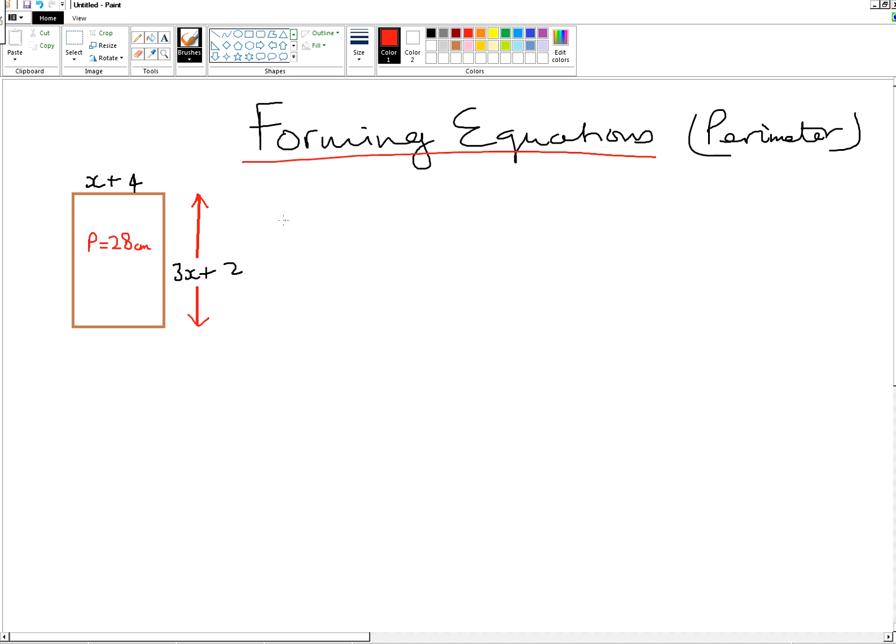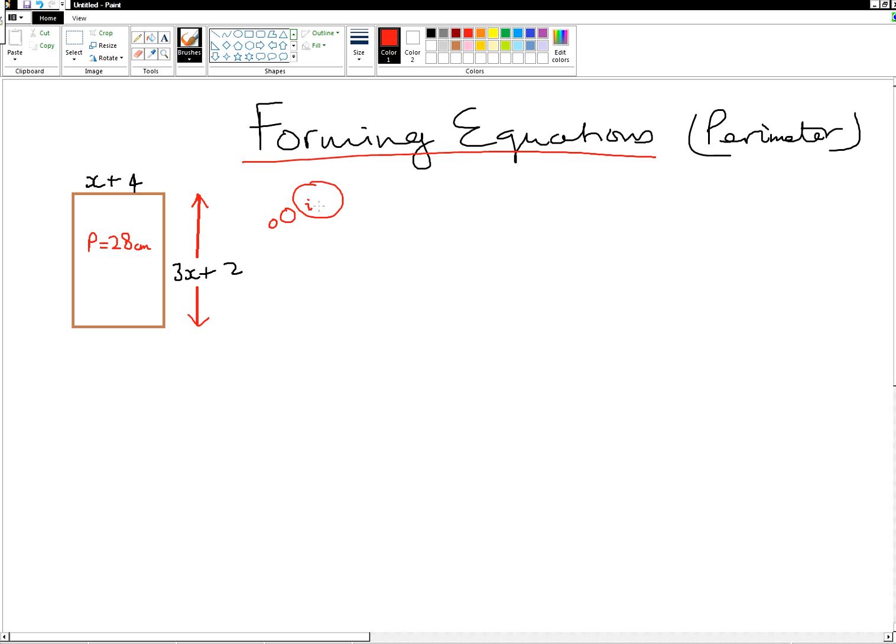Now we need to form an equation. So first of all, what do we start with? We start off with an idea. Because the question is talking about perimeter, that is the idea. Now, the perimeter is equal to what? Perimeter is equal to the sum of all the sides. So it's like walking around the shape and adding up all the lengths.